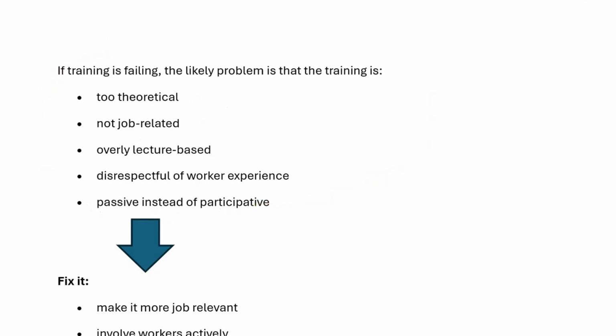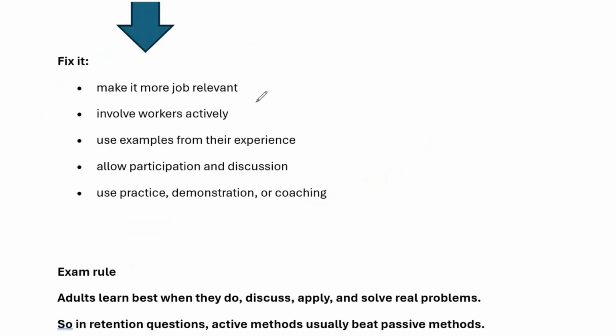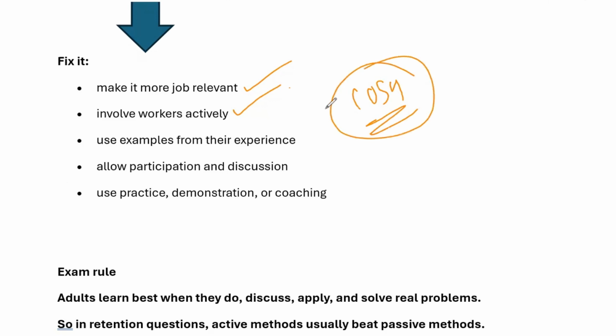So if a training is failing, if training is not working properly, what should you do? It should be more job relevant. You should involve the workers actively. You should make it more interactive. How can you make it interactive? You should ask questions. Now we cannot ask questions here, that is another thing, but you have to ask questions. In the IOSH train the trainer, if you want to pass the examination, make it more interactive.